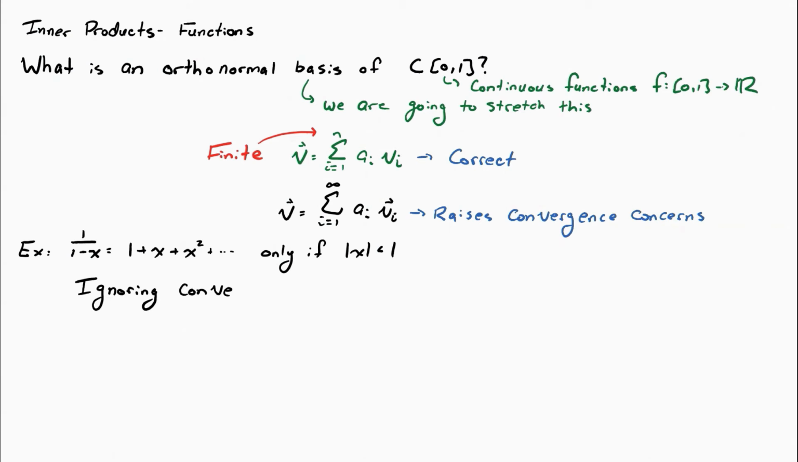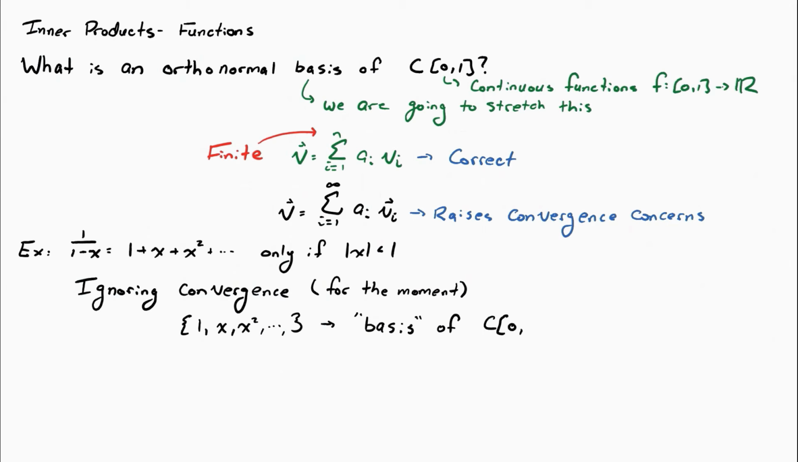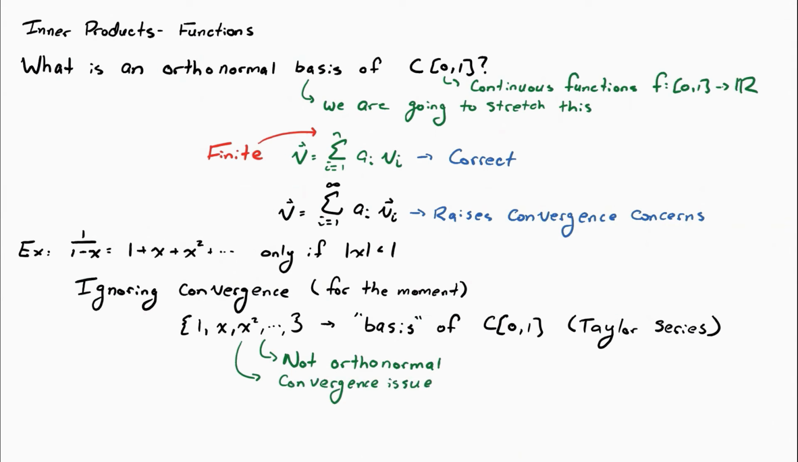If we just ignore convergence for the moment, then 1, x, x squared, and so on is a basis of C01. This is the Taylor series. In other words, every function can be represented as an infinite linear combination of these vectors. This is a terrible basis, though. We've already seen it isn't orthonormal. There are massive convergence issues. Just plug 2 into this equation. -1 is definitely not equal to 1 plus 2 plus 4, and so on.